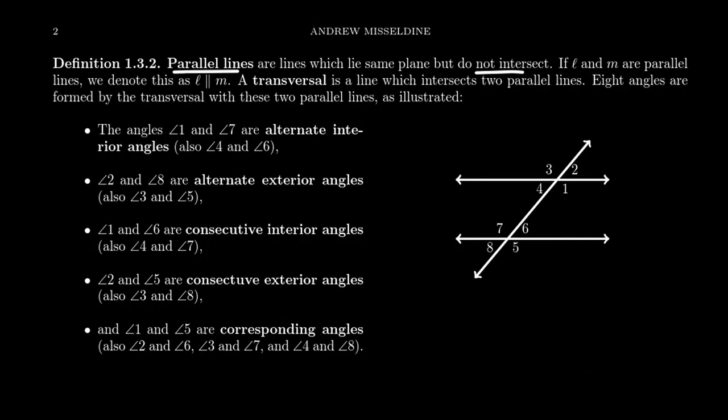If two lines, say L and M, are parallel, that's often denoted by this. The parallel symbol itself looks like two parallel lines, which is why we suggest that. Kind of like with perpendicular lines, which is like the antonym of parallel, they intersect at a right angle.